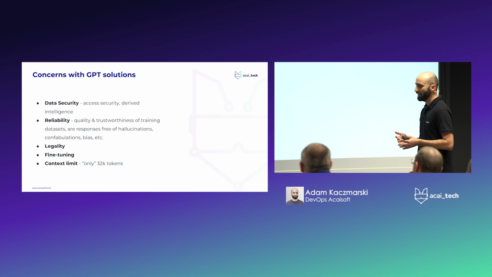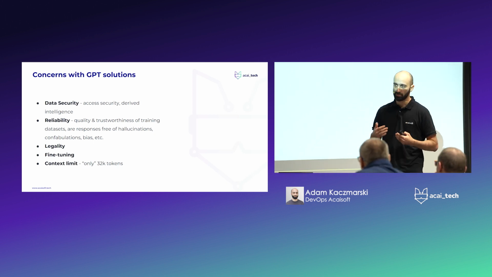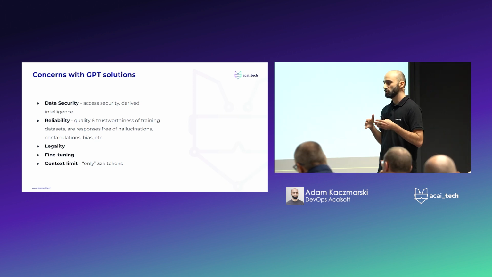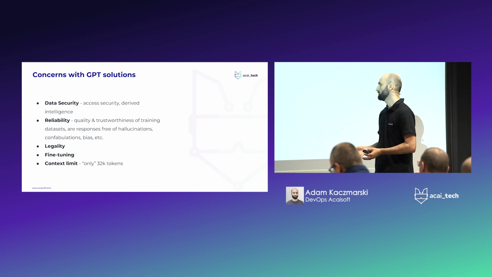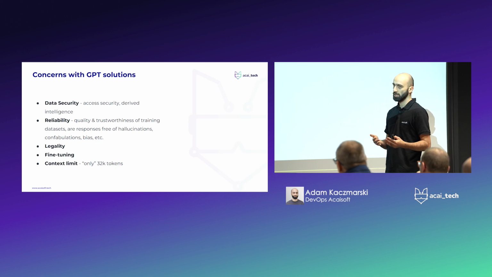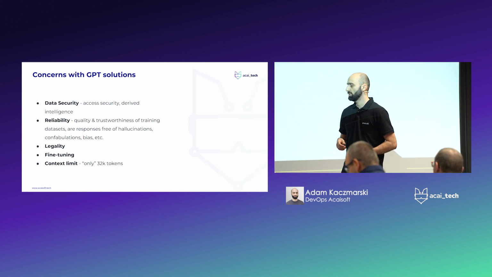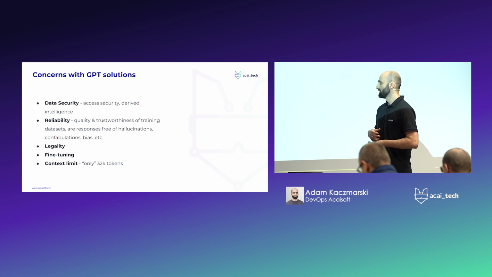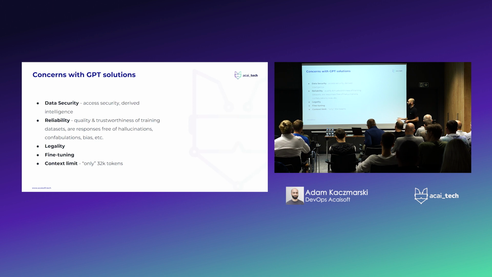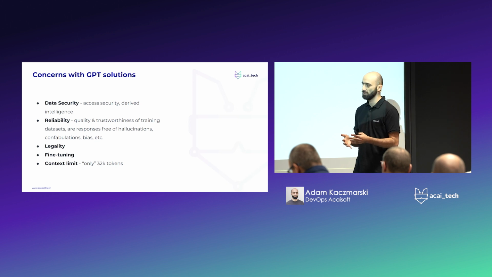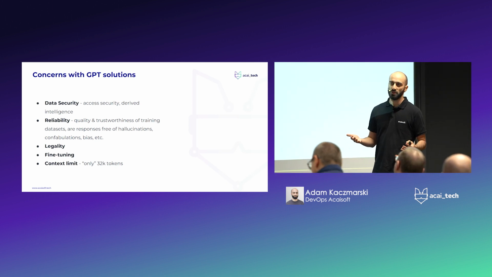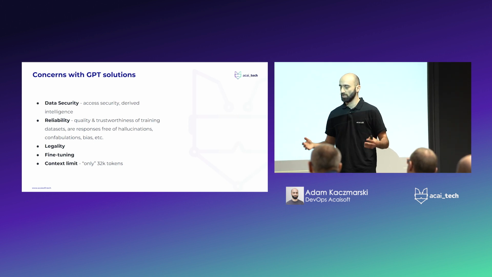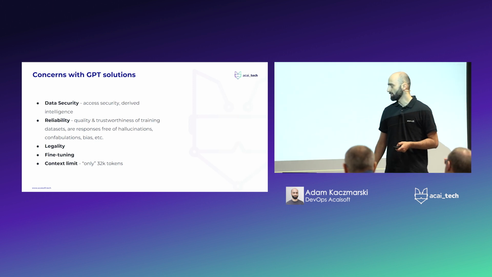Okay, and third, legality. Because sometimes we have legal agreements with our clients that our data should be stored in a restricted area, for example, one country. That might be for some banks. Next, fine-tuning. Fine-tuning is very pricey in GPT. And the last of this, context limit. We have only 32,000 tokens. So for our edge cases, that might not be enough. So we need to check something more, if there is maybe an LLM which provides us more tokens in our context limit.